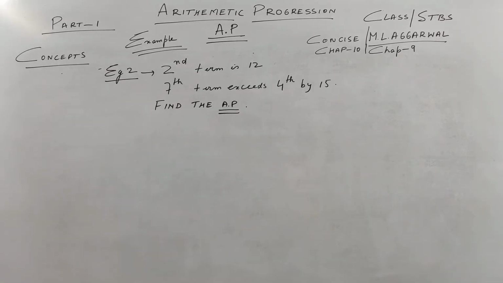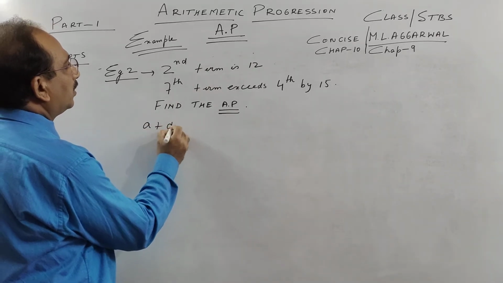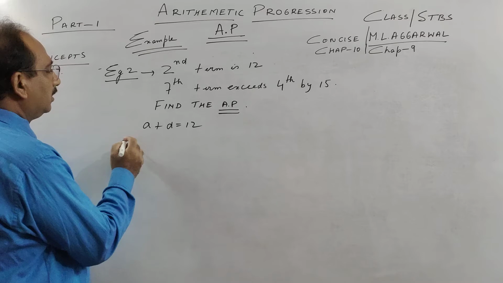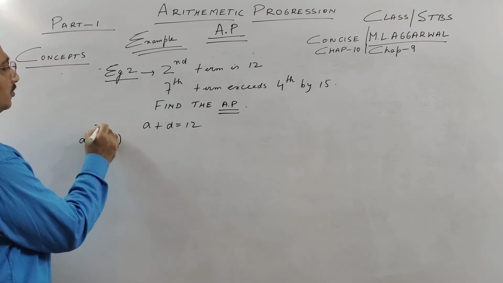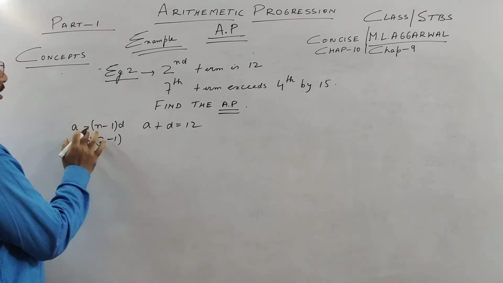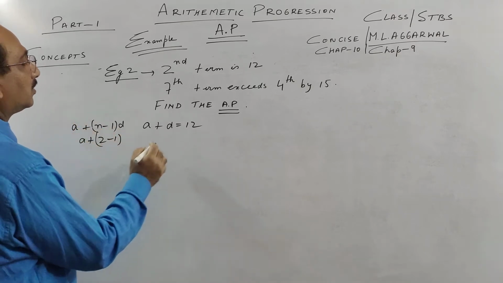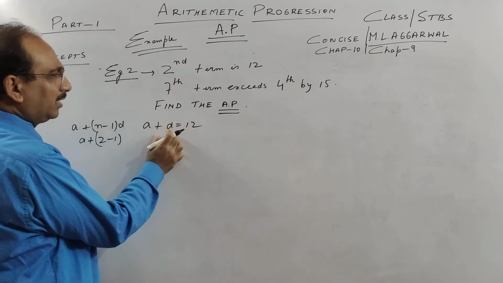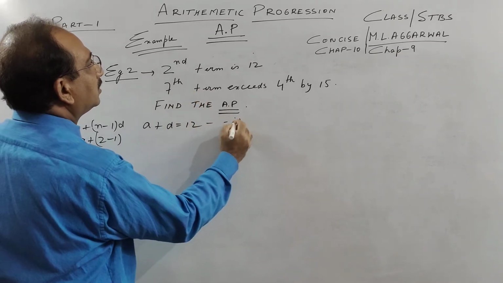So let us see example 2. What the question says, children, is that the second term is 12. So what we know, the second term I told you, a plus d is 12. You can write in detail if you wish: a plus 2 minus 1 d, because we have the formula n minus 1 d. Okay, so this is our second term. If you see a plus n minus 1 d. So what I told you directly, for the second term take d. For the seventh term we take 6d. Okay, it's 12. So this is my equation 1, children.